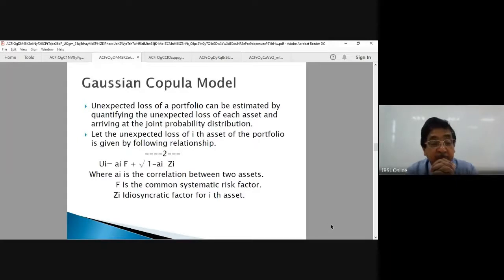Now, the unexpected loss of a loan can be given in a relationship: U_i is equal to A_i F plus the square root of 1 minus A_i squared Z_i. That is what you call the Gaussian copula model. In a portfolio, you get one asset and all assets are given in this particular format. In other words, U1 is equal to A1 F plus the square root of 1 minus A1 squared Z1. Then the second asset can be given as U2 is equal to A2 F plus the square root of 1 minus A2 squared Z2. Likewise, you can put it.